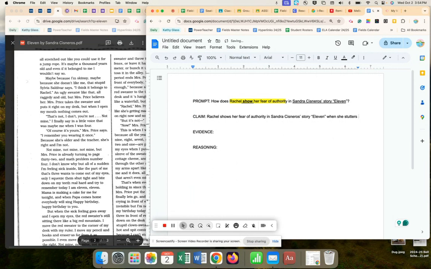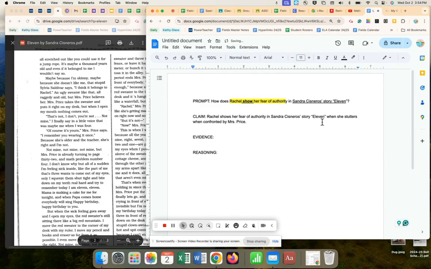And why does she stutter, guys? She stutters because she's afraid. She's afraid of what? Okay, she's afraid of authority. Who's the authority? Her teacher, Mrs. Price. So, to make a complete, excellent claim: Rachel shows her fear of authority in Sandra Cisneros' story "Eleven" when she stutters when confronted by Mrs. Price. Bam, that's our claim. We can move on.